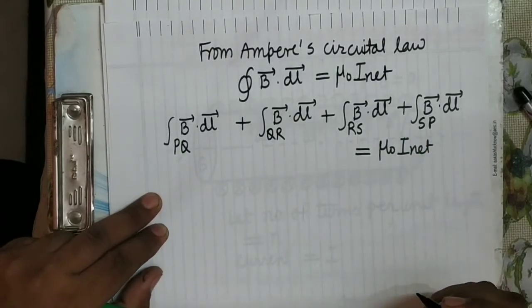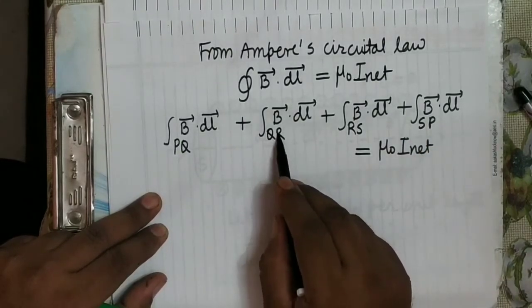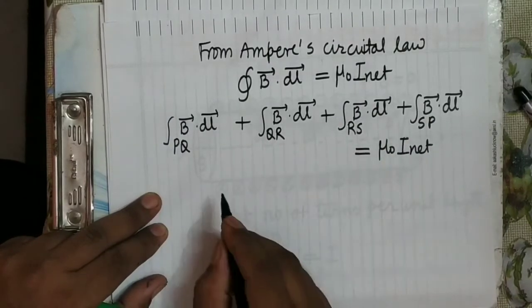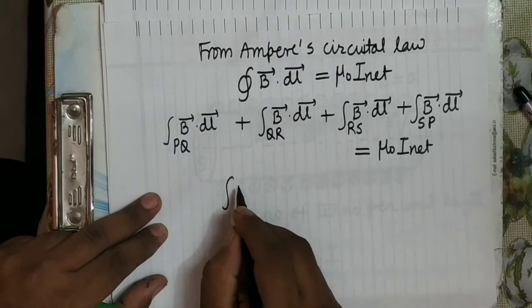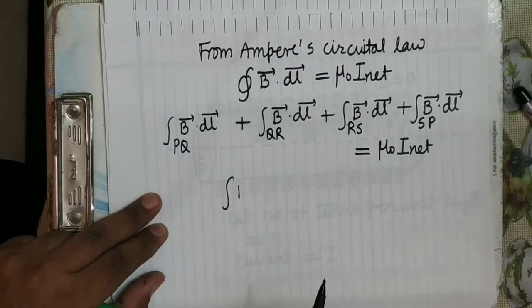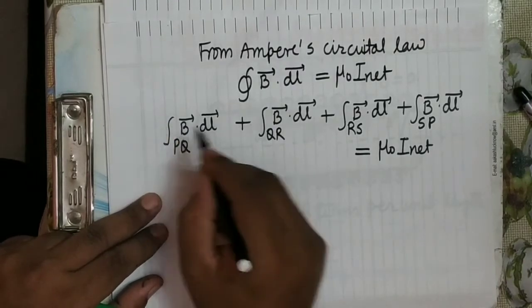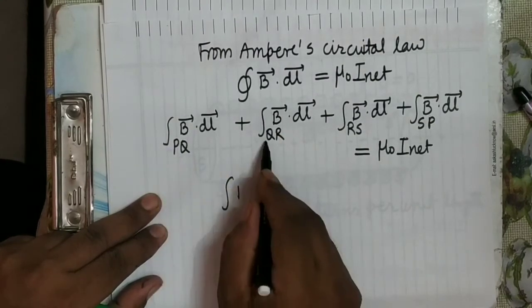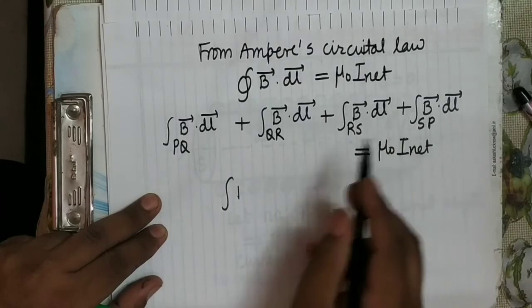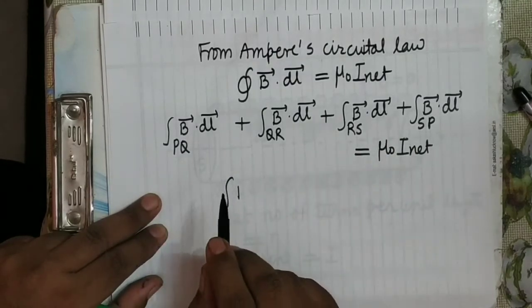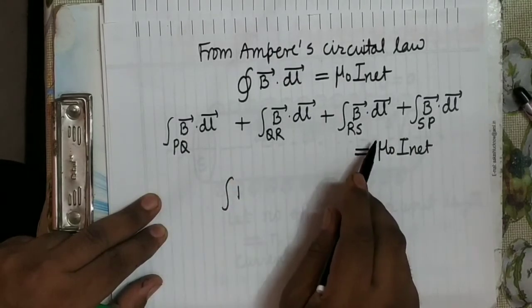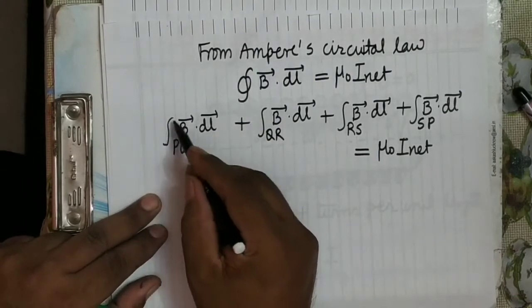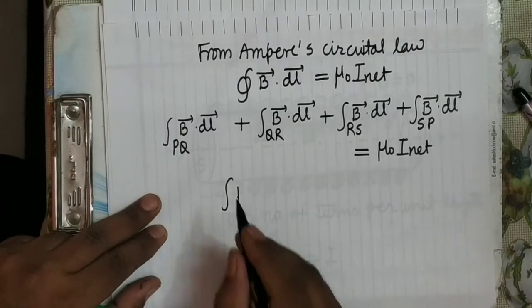Now you can see here that over QR, RS and SP this will become 0. Why will it become 0? I am saying. And one more very important thing: here I have not put the circle, because PQ, QR, RS or SP alone is not a closed loop. When all four are combined, then they form a closed loop. That's why this circle has not been put.